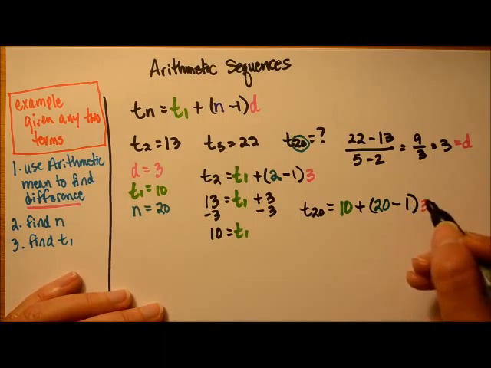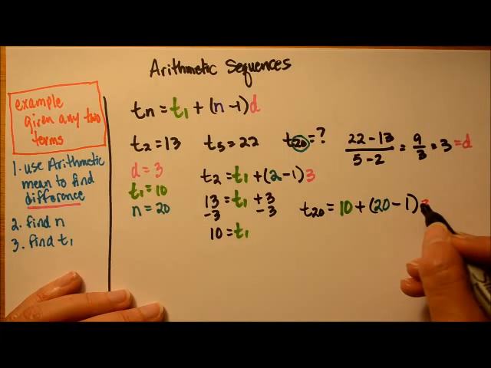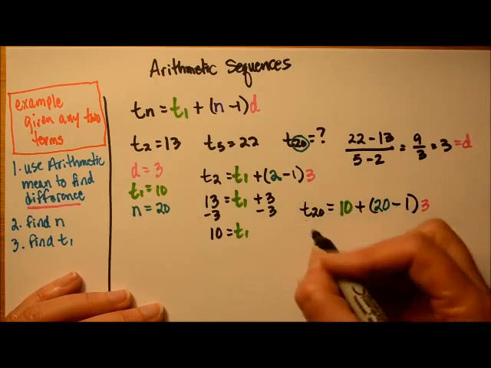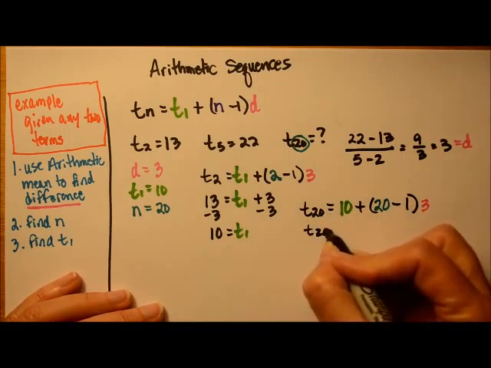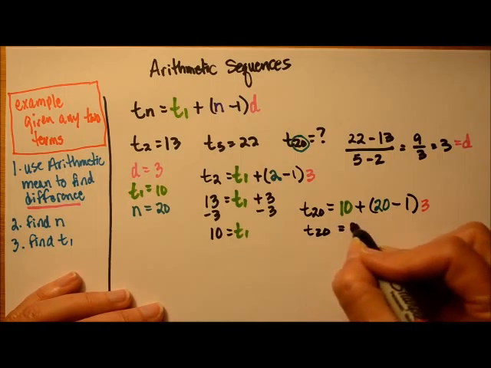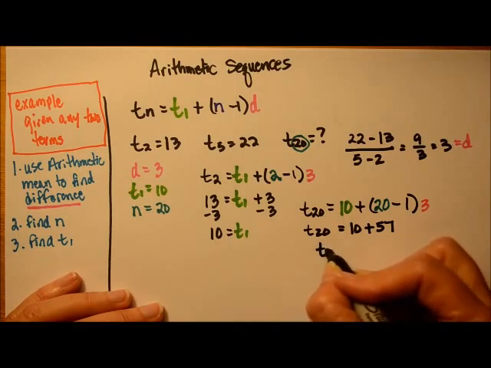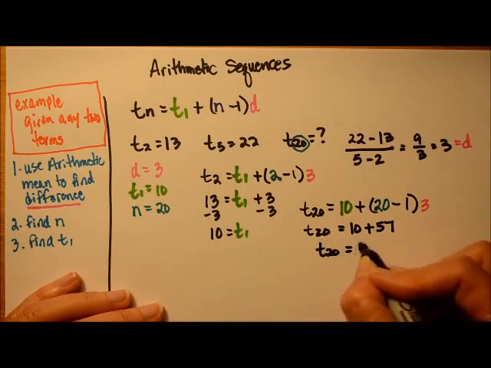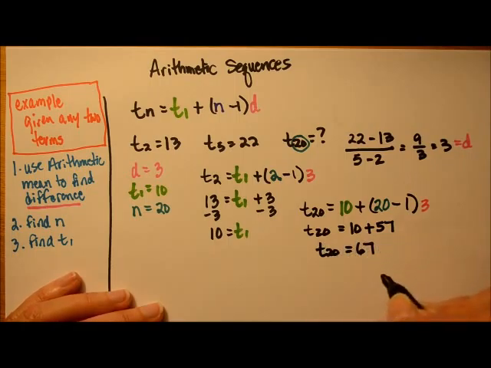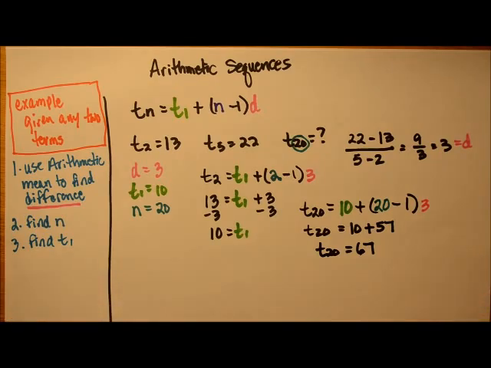19 times 3, let's see, 3 times 10 is 30. 3 times 9 is 27. So I'm thinking 57. So T20 equals 10 plus 57, or T20 must be 67. And that's how I find it, just like that.